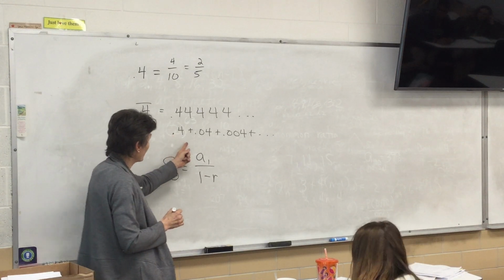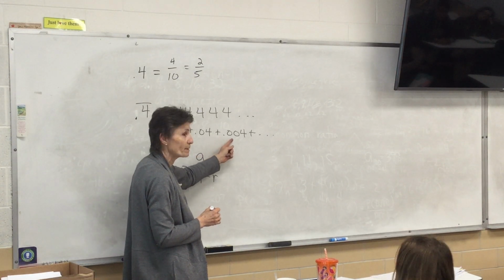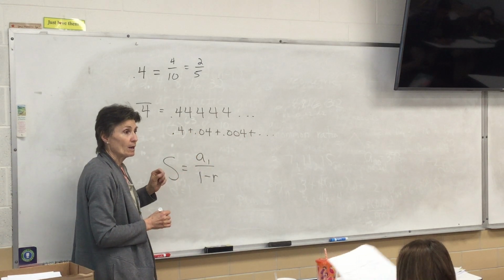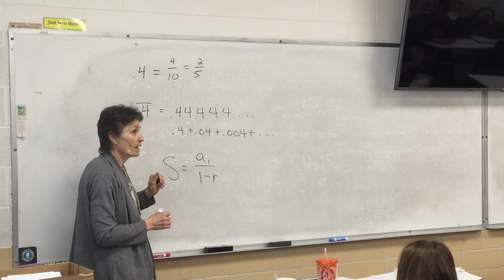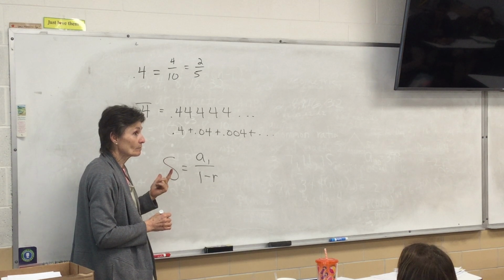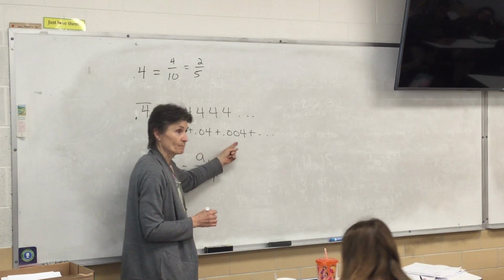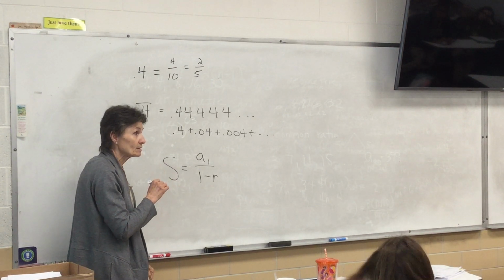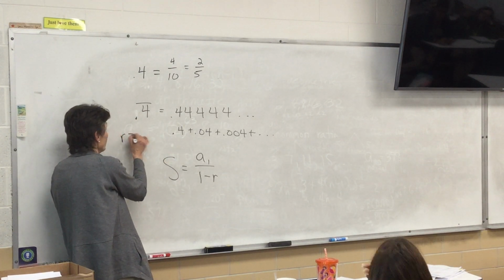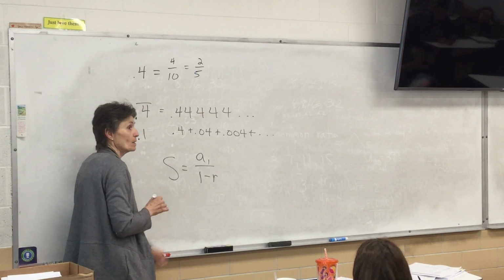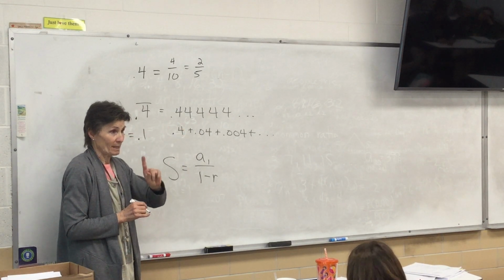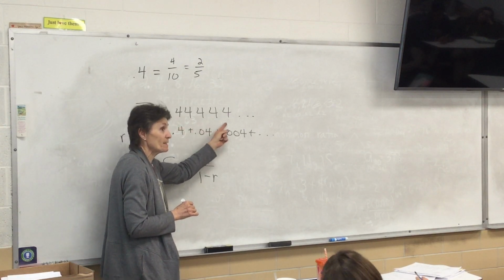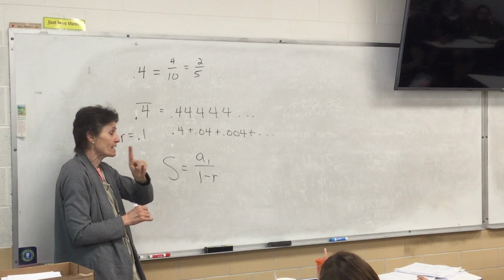What am I multiplying by to get from term to term here? What's happening? I'm multiplying by 0.1. Aren't we dividing by 10? Which is the same as multiplying by 1/10. So my ratio is 1/10. 1 decimal place, 1/10. 1 decimal place is repeating, so my ratio is 1/10.